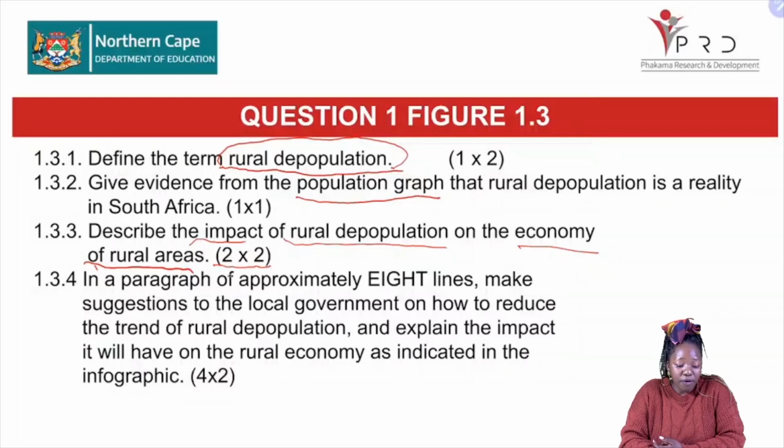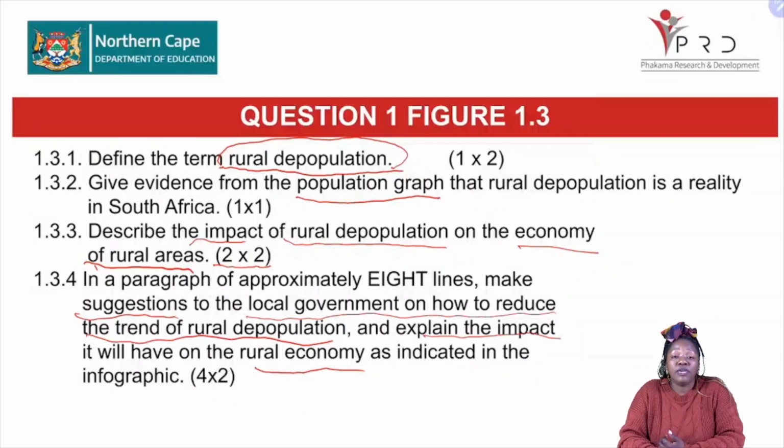Then your 1.3.4, it's a paragraph question. You make a suggestion to the local government on how to reduce the trend of rural depopulation. Again, it also comes back to the first question: did you understand what rural depopulation is? So now you need to give the suggestion to the local government on how they're going to reduce the trend of rural depopulation, and you explain the impact that will have on the economy as indicated in the infographic.